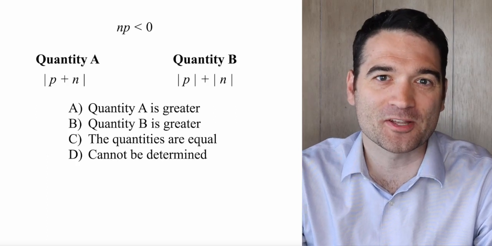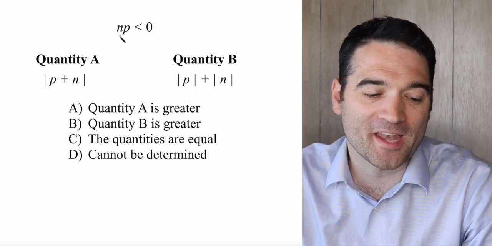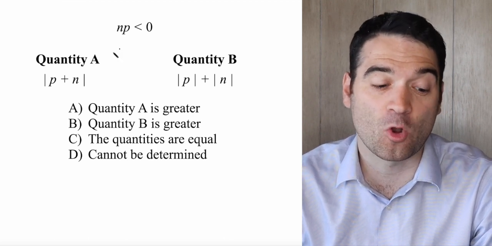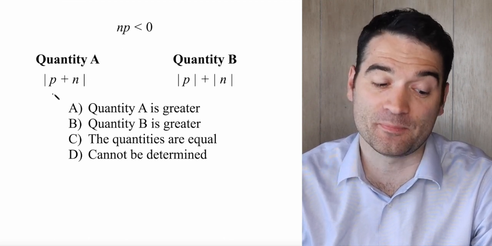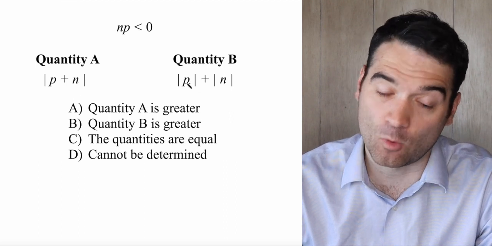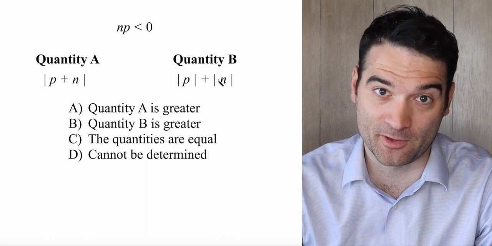Here's a GRE algebra question. Let's take a look. We're told that n times p is less than 0, and we want to know what's greater. Quantity A, which is the absolute value of p plus n, or quantity B, which is the absolute value of p plus the absolute value of n.